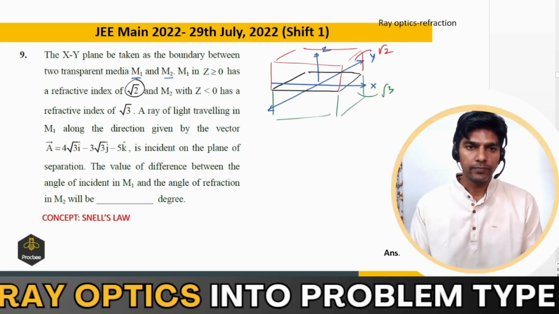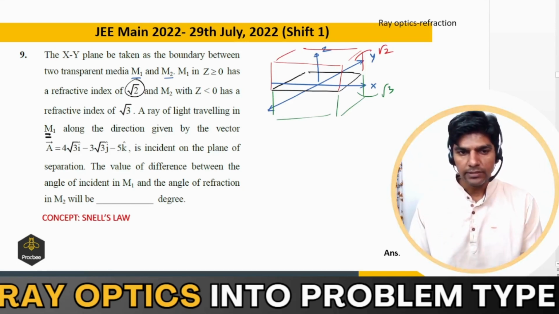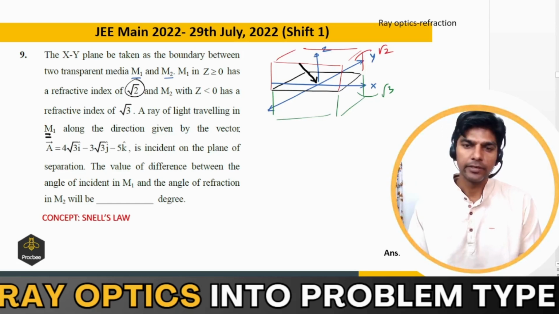Now there is a ray of light traveling in medium M1. So this red one is in M1, along the direction given by the vector 4 root 3 i cap minus 3 root 3 j cap minus 5 k cap. So let us say it is in this particular direction, right? So that is the incident ray.